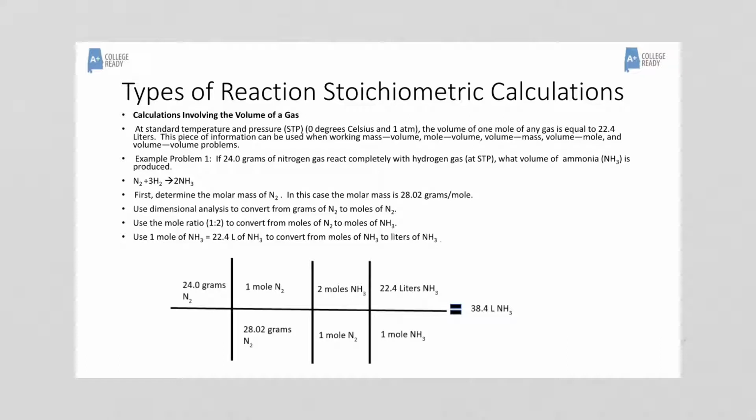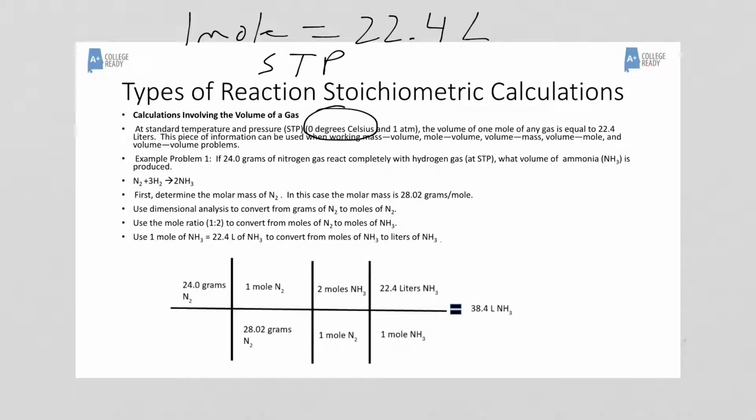So now we're going to do some calculations involving the volume of a gas. What you have to know here is that 1 mole of any gas, doesn't matter what kind of gas, has a volume of 22.4 liters, as long as the reaction is taking place at STP, standard temperature and pressure, which for gases is 0 degrees Celsius for temperature and 1 atmosphere for pressure. So we're assuming STP. This relationship is not true if the temperature or pressure, or both, are not at STP.